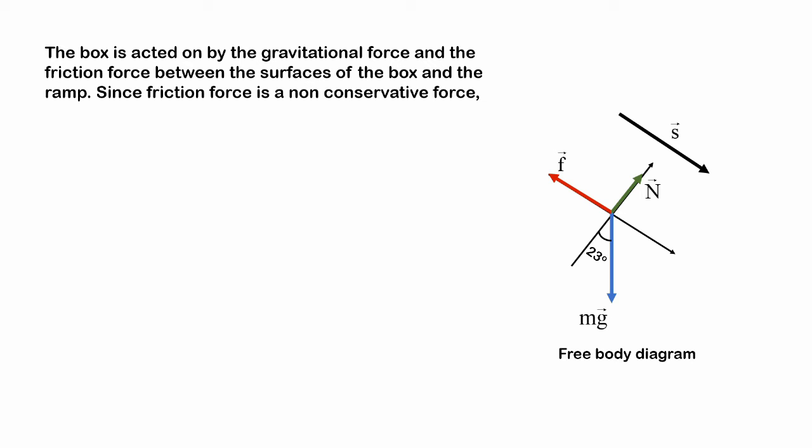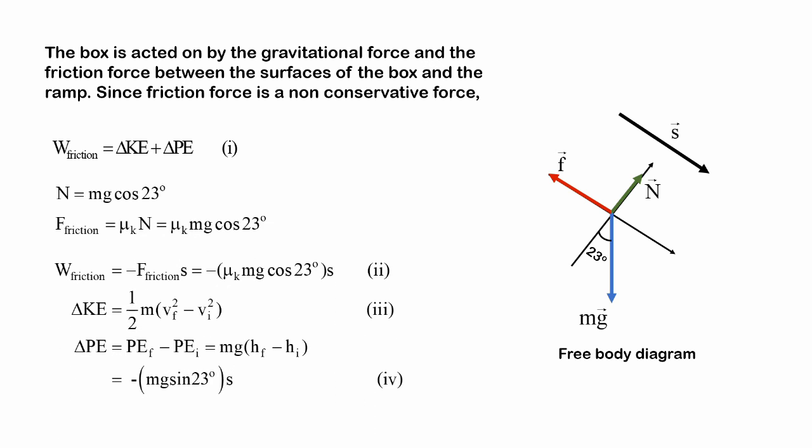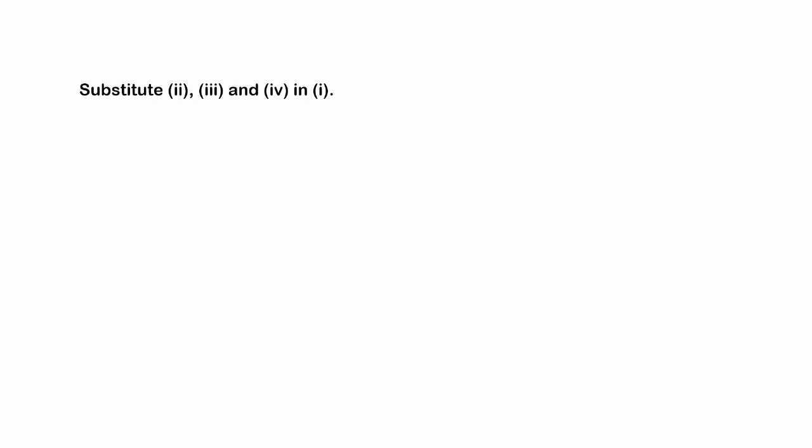Work done by friction force equals the change in kinetic energy, delta KE, plus the change in potential energy, delta PE. Proceed to obtain the equations for work done by friction, the change in kinetic energy, and the change in potential energy. Substitute equation 2, 3, and 4 into equation 1. The velocity of the box is determined to be 2.7 meters per second.